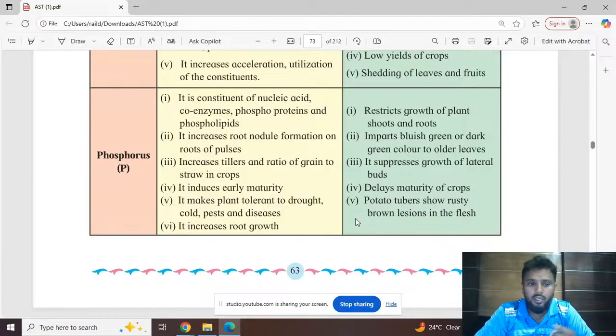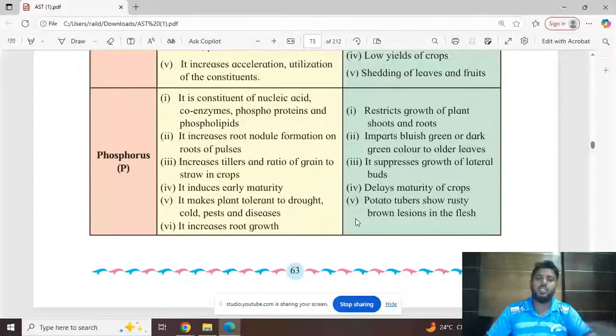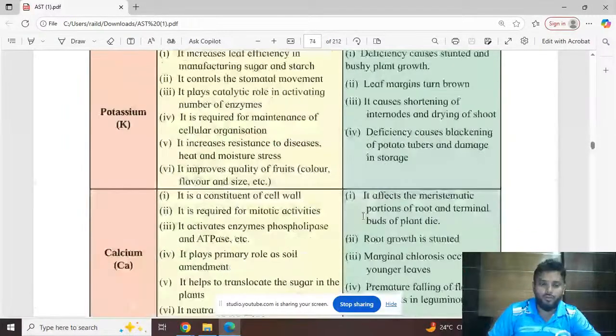Then especially in case of potato tubers, if phosphorus content is low, then rusty lesions are seen in the flesh. Means if we cut the potatoes, we are going to see that inside there are brownish color lesions. Okay, which looks like there is rust present in the potatoes. Okay, so these are the deficiency symptoms of phosphorus.